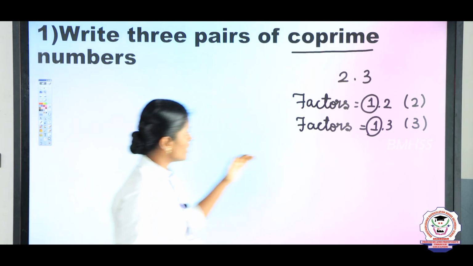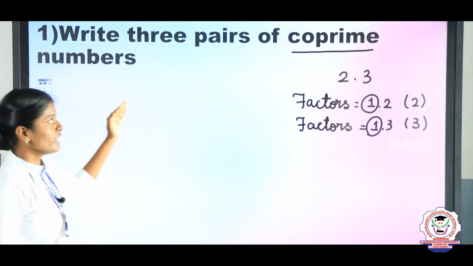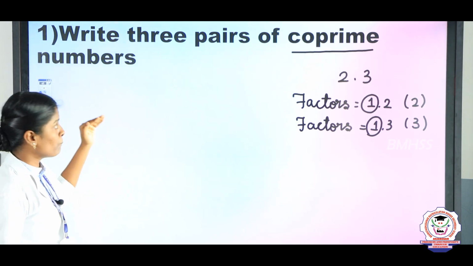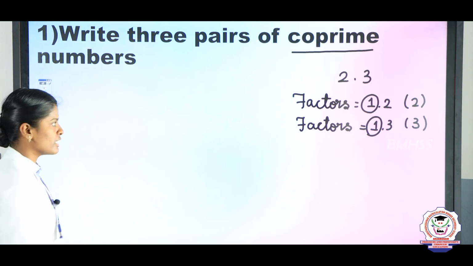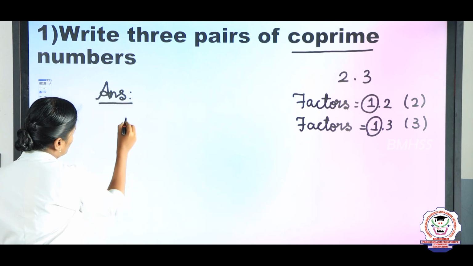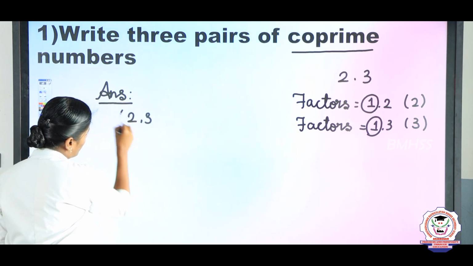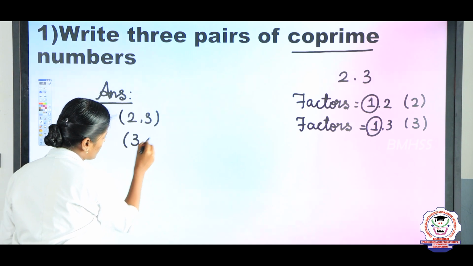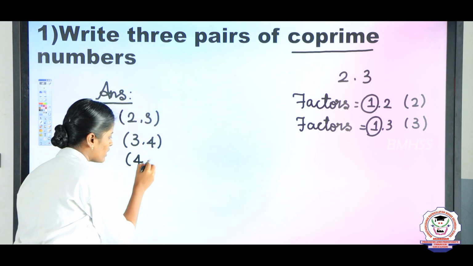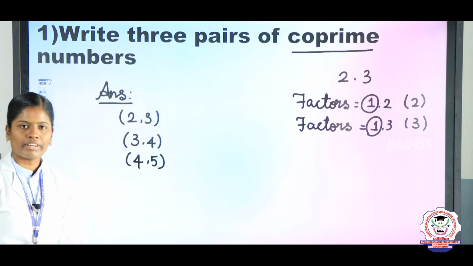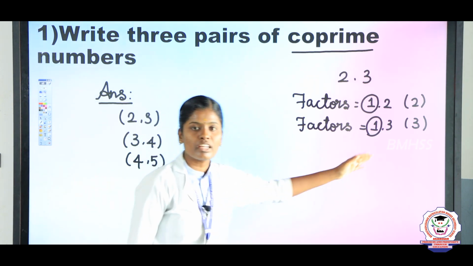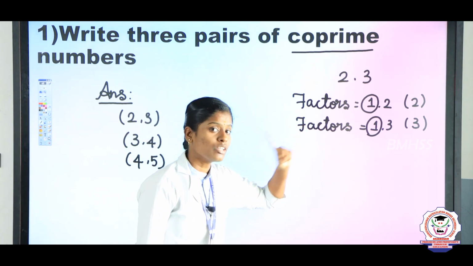Now we are going to write the 3 pairs of co-prime numbers. So the answer is 2, 3 and then 3, 4 and then 4, 5. Now the factors of 2 are 1 and 2, and the factors of 3 are 1 and 3. Here the common factor is 1.